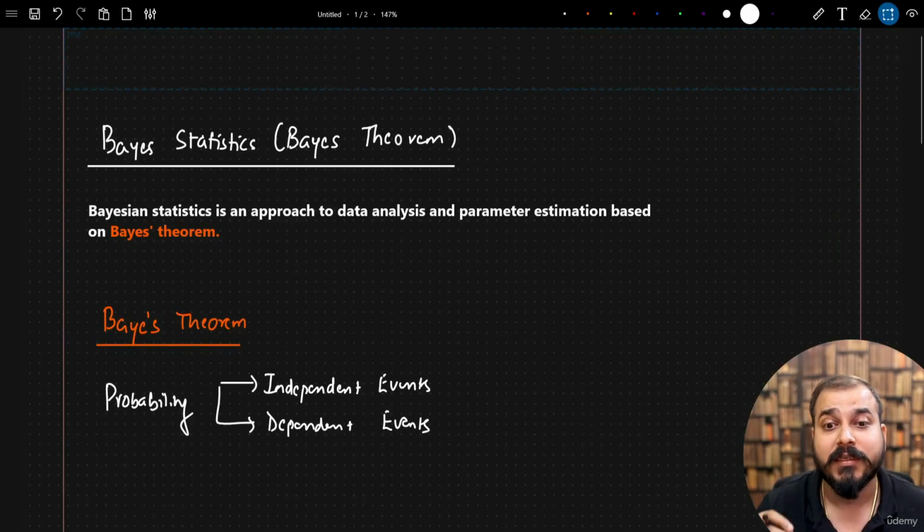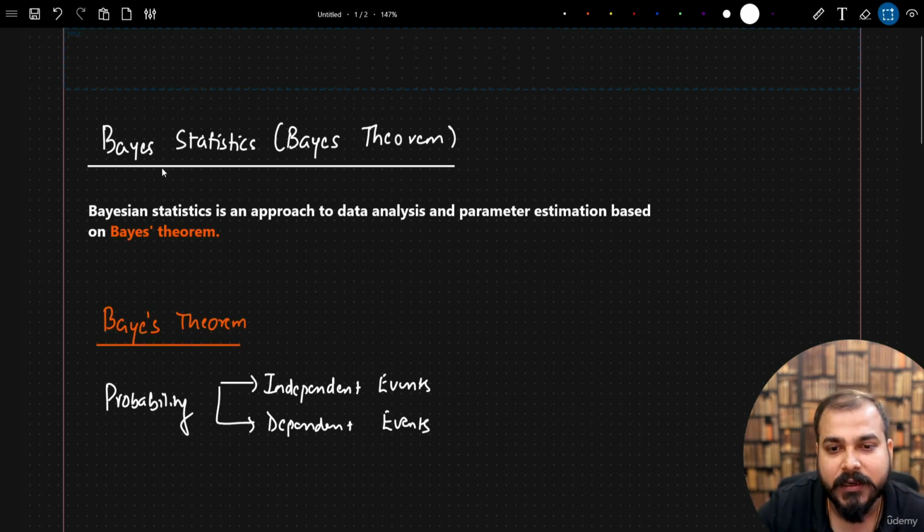In this video, we are going to understand about Bayes statistics, and we are also going to understand a very important theorem which is called Bayes theorem. Now Bayes theorem will be super important for a machine learning algorithm called naive Bayes, because this theorem is completely based on probabilities. So we'll try to understand what is Bayes statistics, and then we'll try to understand about Bayes theorem also.